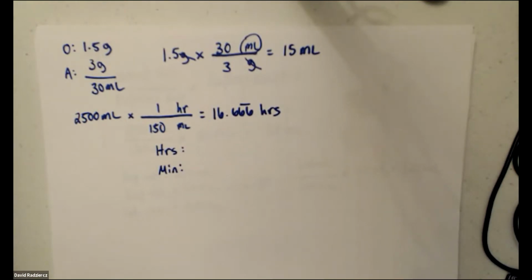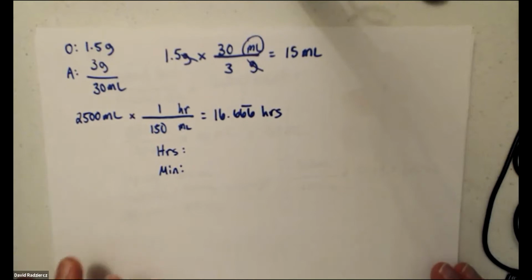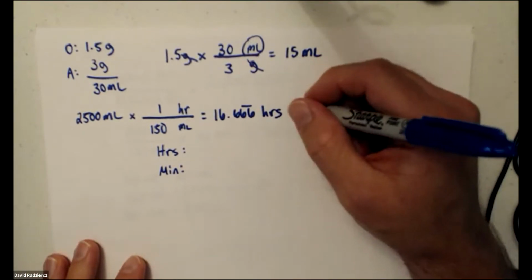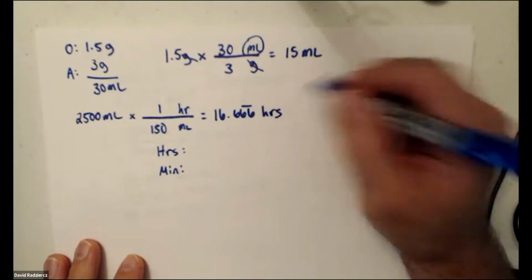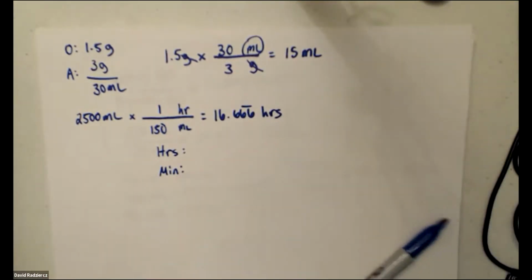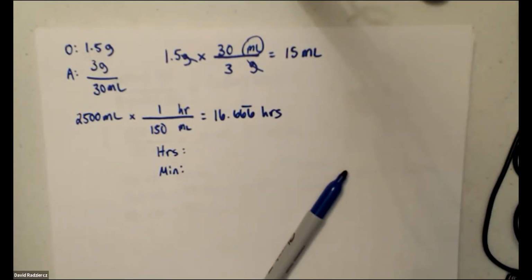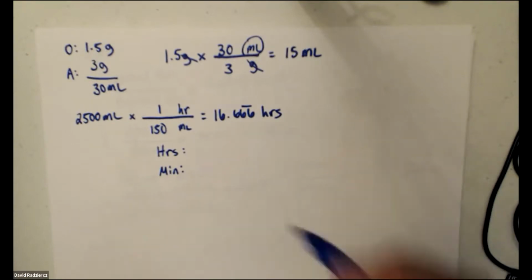So how do I get from 16.66 hours into minutes? There's actually a way to do this. We know that 0.666 repeating is going to be a decimal relationship of 60 minutes. Let me just see something here because I want to make sure. Let me do a relationship here. Give me 1 second.